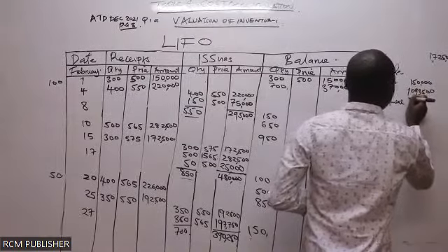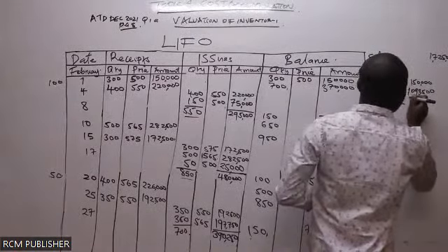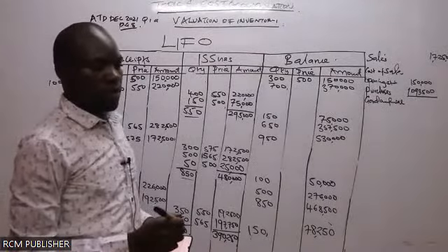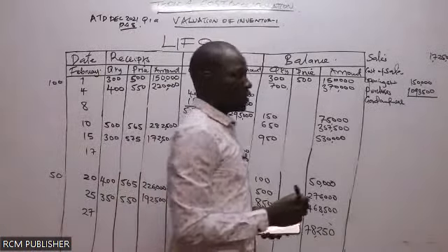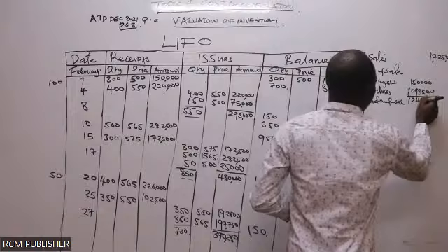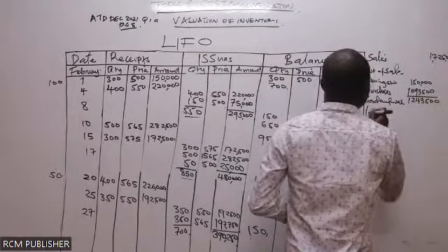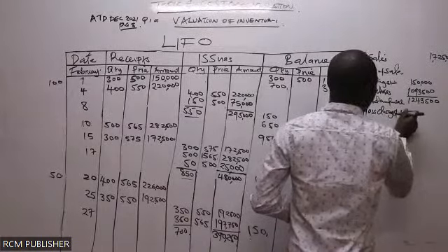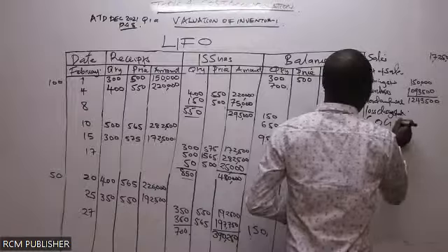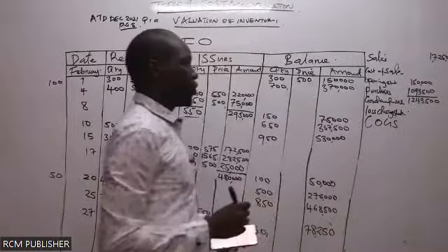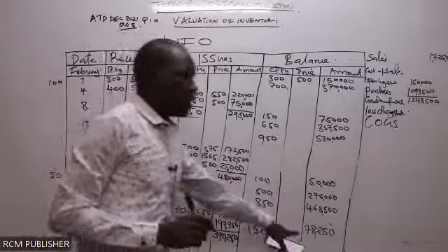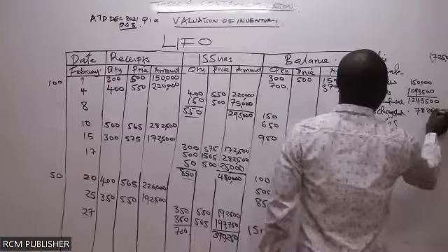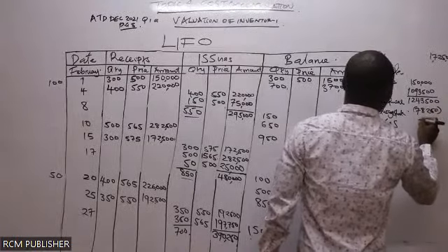What about the value of goods available for sale? 1243,500. When we less closing stock, we'll be able to get COGS, cost of goods sold. Our closing stock is right down here, 78,250, for us to be able to get COGS.